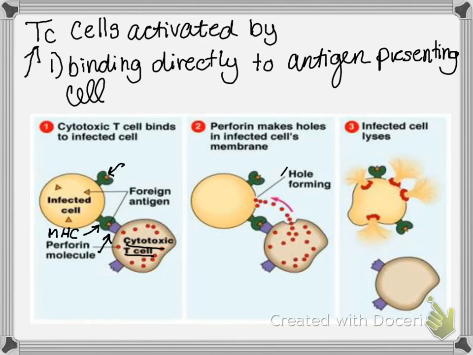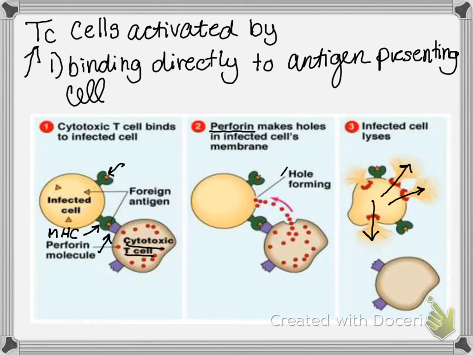Once the binding has occurred, the cytotoxic T cell releases a chemical called perforin. Perforin perforates the infected cell. It makes these holes, and you can see that the cytoplasm leaves through those holes and the cell lyses. Dead cell, virus can't reproduce. Virus depends on its host cell for its reproductive capabilities. So that is one way that cytotoxic T cells are activated. They can be activated directly by an antigen-presenting infected cell.